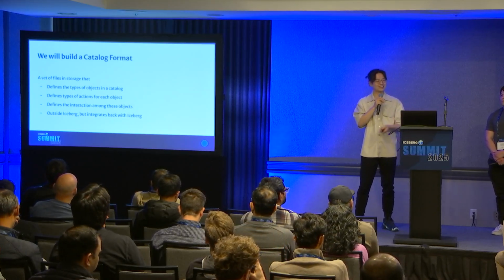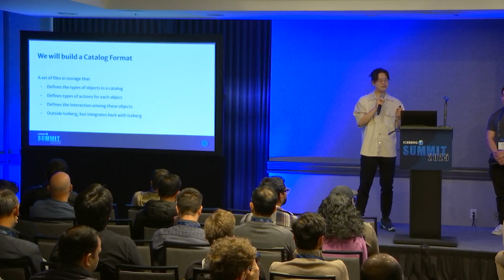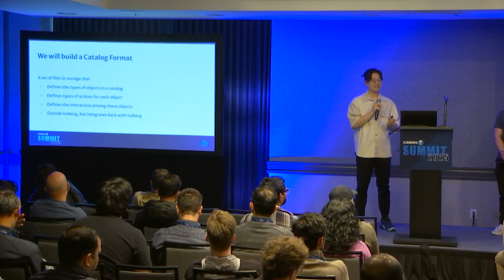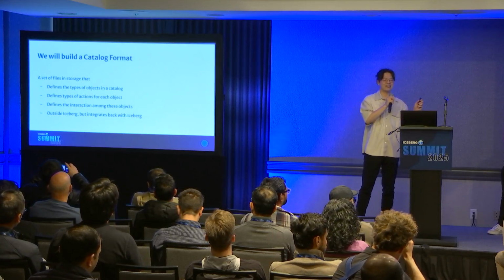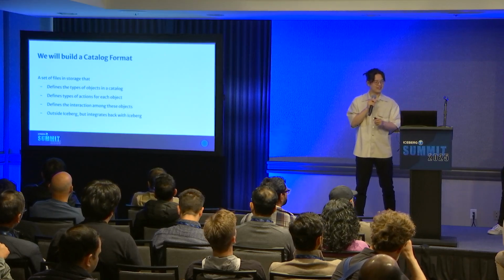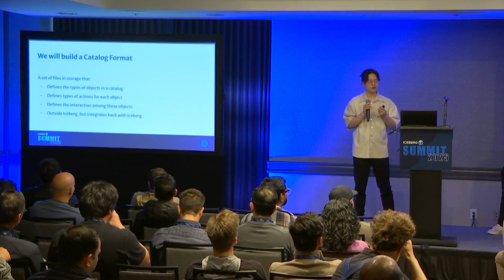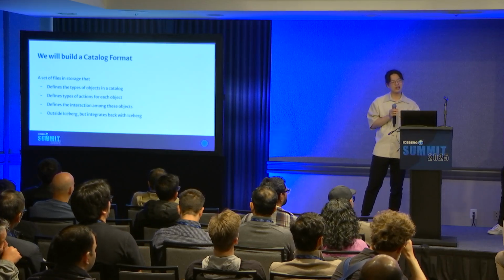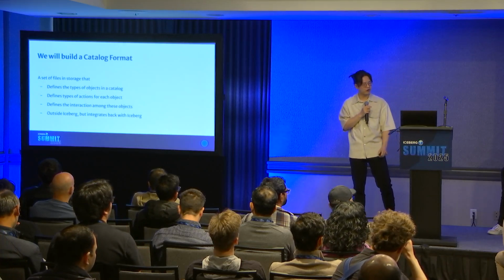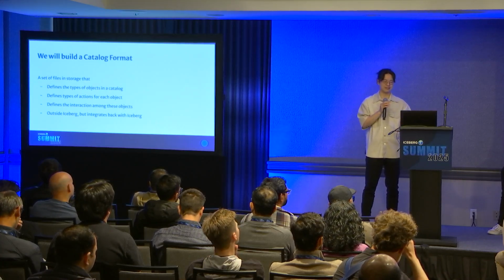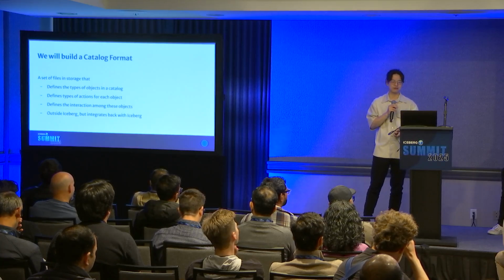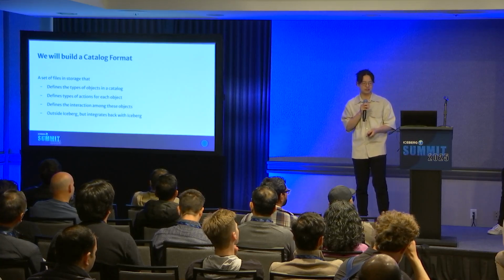It's a set of files in storage that defines the types of objects in the catalog, defines the actions that can be performed against different kinds of objects. It defines the interactions between these objects. And we know it kind of has to be, we went back and forth about this. And right now it's outside Iceberg as a new project because we want to support things beyond Iceberg, but it will integrate back with Iceberg for sure. We'll talk about that more afterwards.